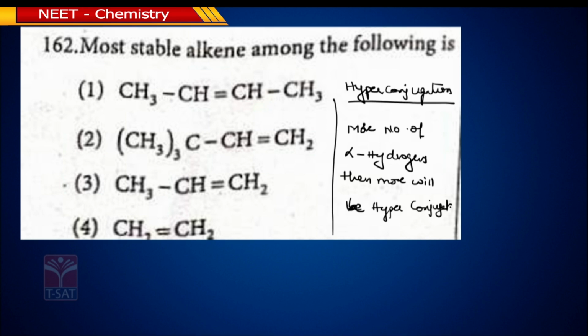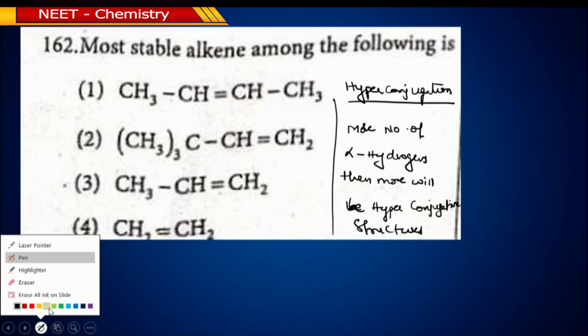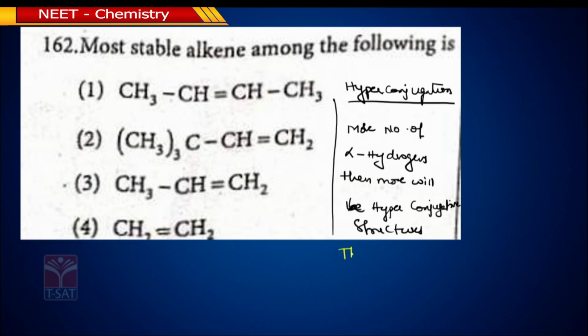Hyperconjugative structures. Then more is the stability. Then more is its stability. So, you have to find out the number of alpha hydrogens. If more is the number of alpha hydrogens, more is hyperconjugative structures and more will be the stability.